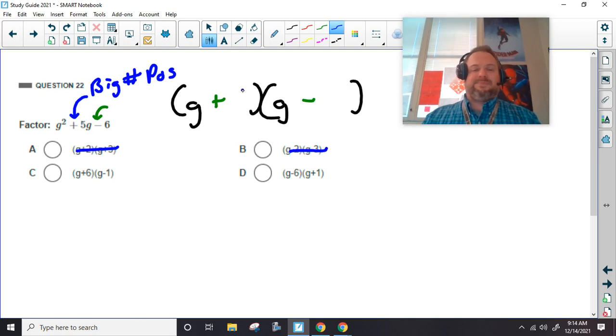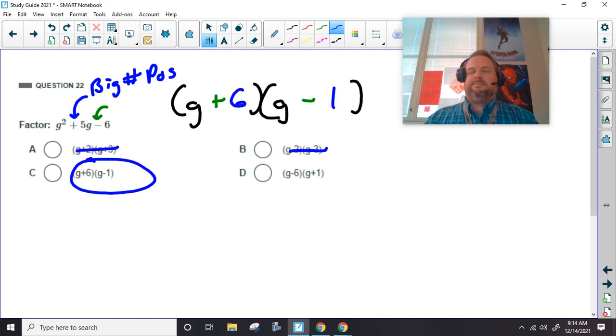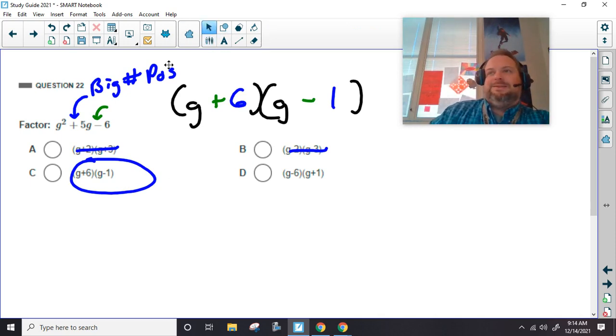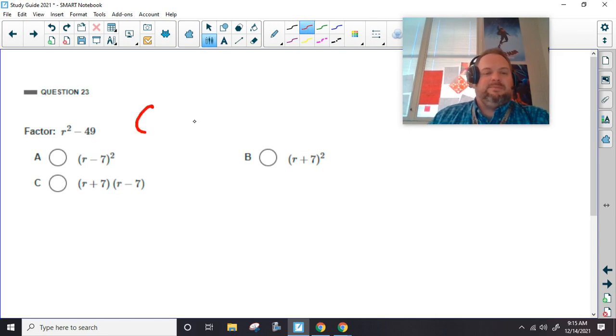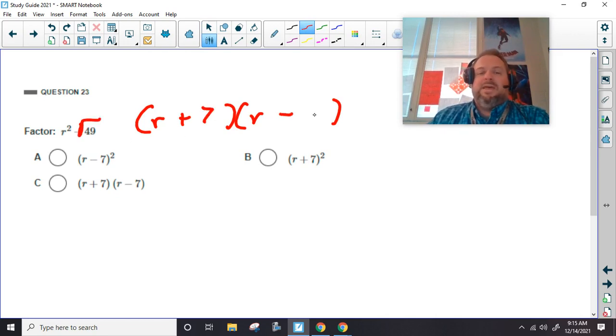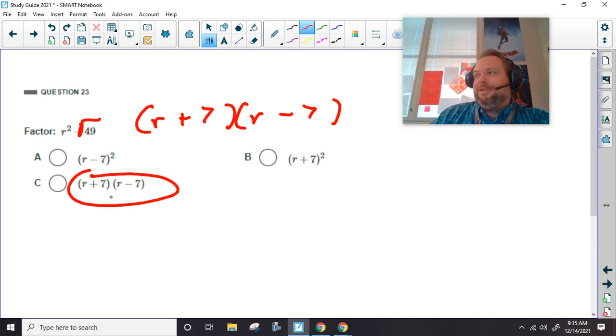Good luck. Okay. All right. This one. There's going to be a plus, there's going to be a minus. What's the square root of 49? Wow, this looks like the magical number 20 that disappeared, just with different letters.